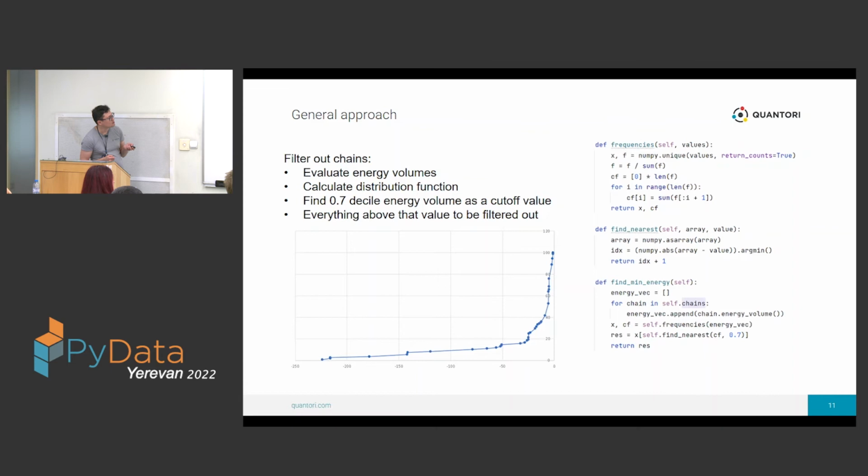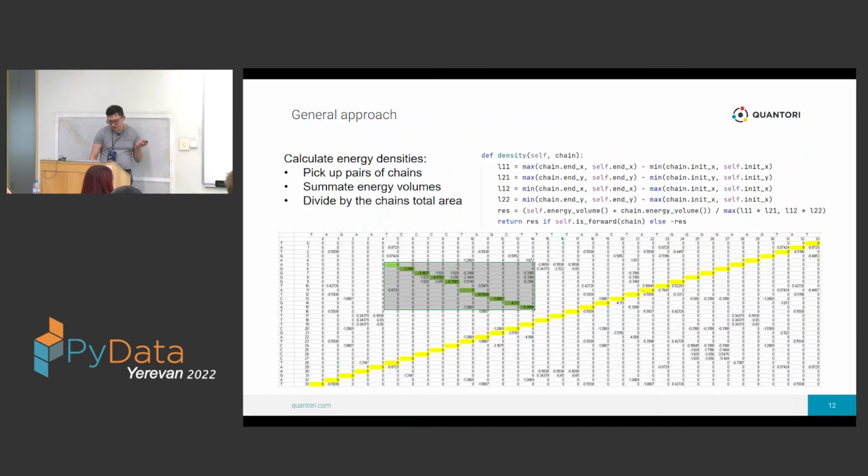And it's used to cut off the chains with energy volumes which are below the cutoff. So the first task is completed, and after that we need to pick up, assess energy densities. Those are the sums of energy volumes of a set of chains. For example, if we take this chain and this chain, and then we summate energy volumes of those chains and divide by the area of this square, right, to assess the energy density.